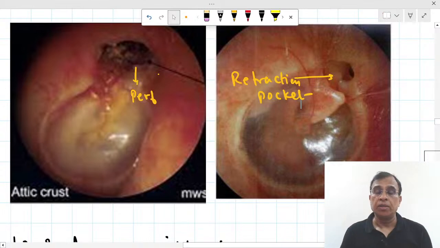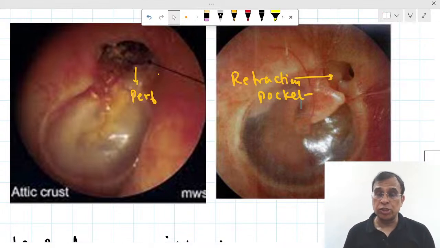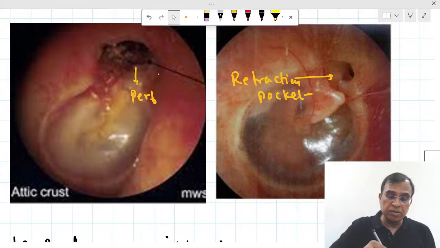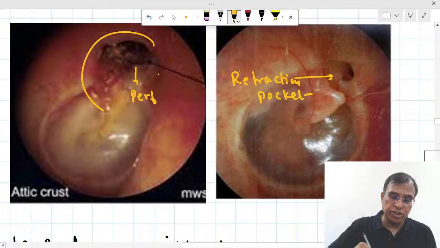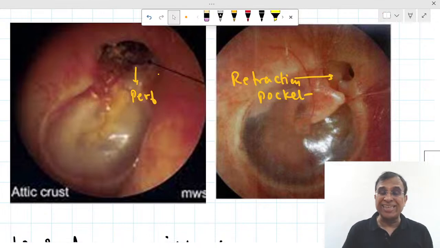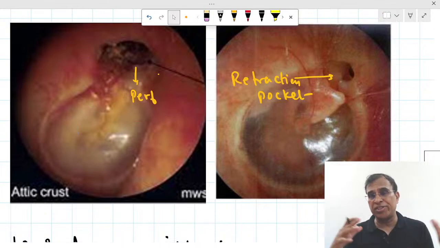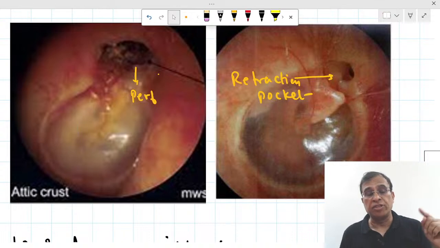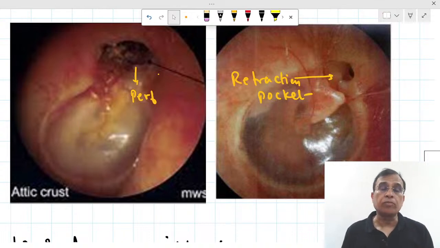So in the retraction pocket, the second image is very neat and clean, and you can see a pocket is formed. Whereas if there is a cholesteatoma in this area, it will cause destruction, and it will look like the first image, which is a perforation. It's not a neat and clean thing. You can see a lot of damage is there. This is a perforation due to cholesteatoma, but both are features of unsafe CSOM. Whether it is retraction pocket or perforation in the pars flaccida, both are features of unsafe CSOM.